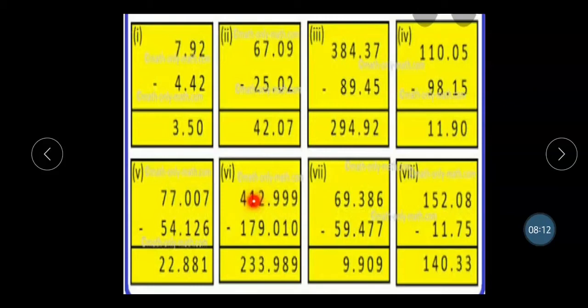As we have borrowed, actually it should become 11, but as we have borrowed, it will become 10. 10 minus 7, we get 3. 4 will become 3. 3 minus 1, 2. So our answer is 233.989.